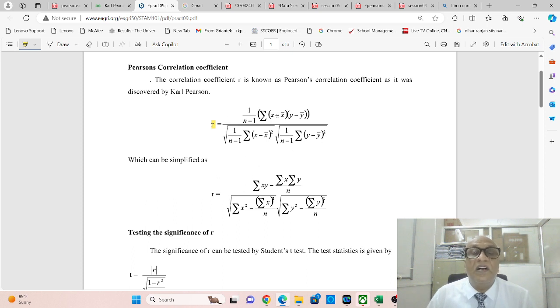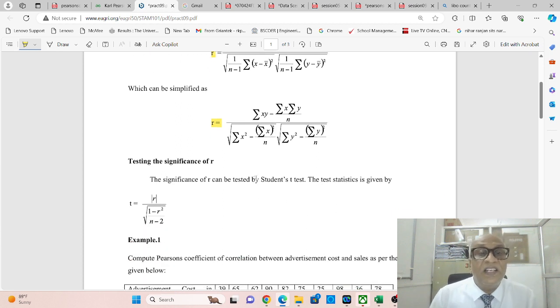If you simplify the upper one, you get this new one, which is summation of xy minus summation of x into summation of y divided by n. Again, the denominator part will be the square root of summation of x square minus summation of x whole square divided by n, and the square root of summation of y square minus summation of y whole square divided by n. And the test of significance is indicated by this formula: mod of r divided by square root of 1 minus r square upon n minus 2.